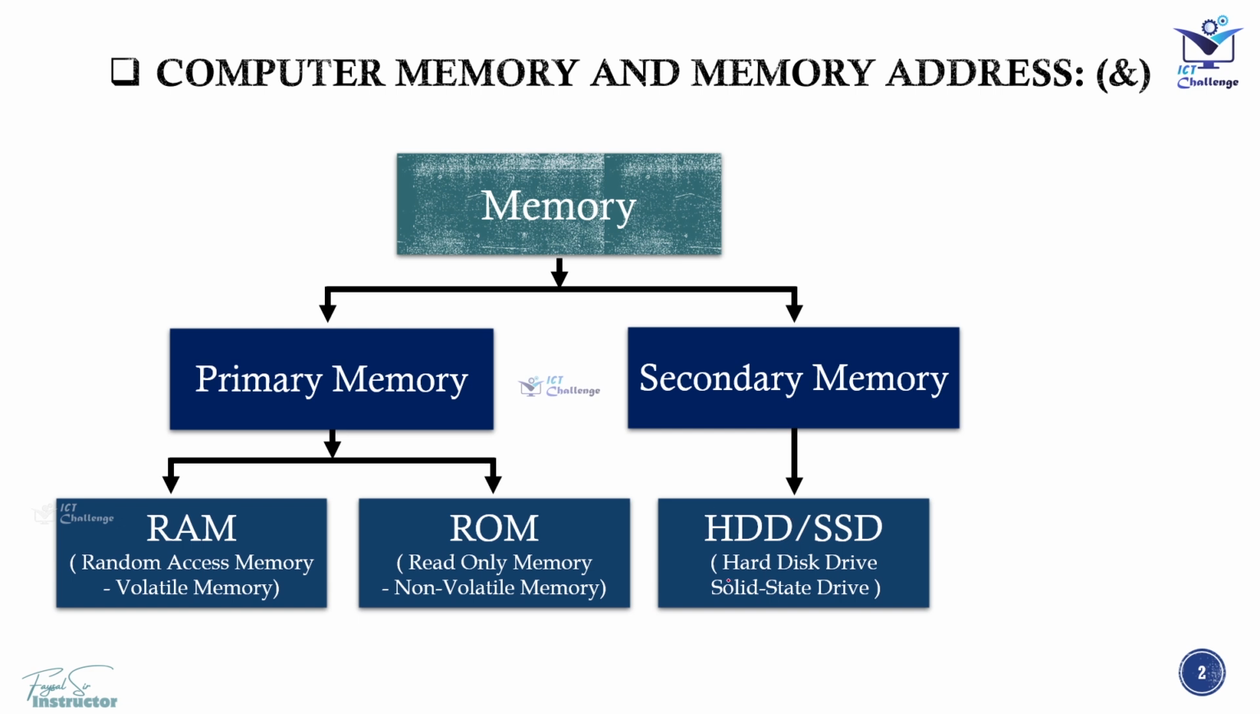HDD stands for hard disk drive, and SSD is solid state drive, which is our secondary memory. If you open any kind of text editor on your computer and write some data, and you don't save it, it will be lost because it takes the memory from RAM. After saving the data, it will be relocated from RAM to the hard disk, that means the secondary memory. So this is the actual scenario of the memory.